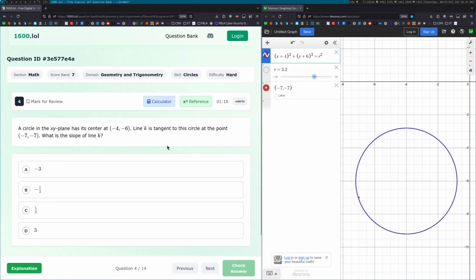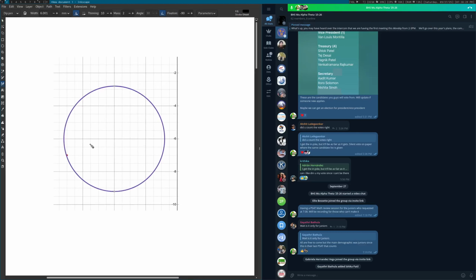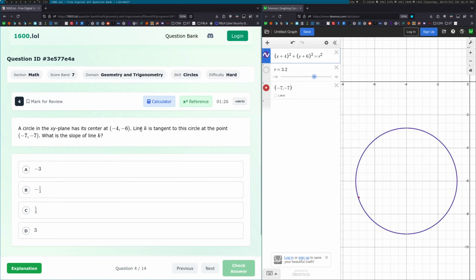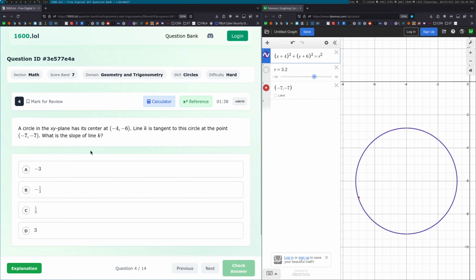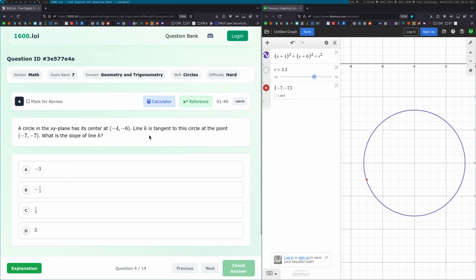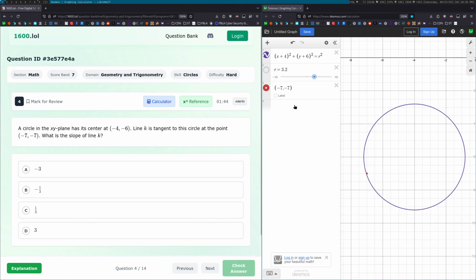So again, to visualize what this might look like, the line should look something like this. At point (-7, -7), what is the slope of line K? You could just draw it out like this and see what's happening. So yeah, you can do that.